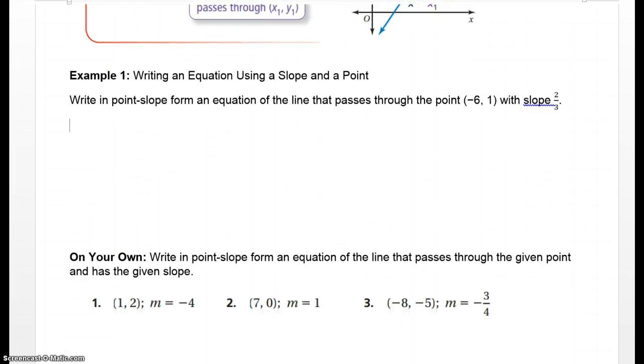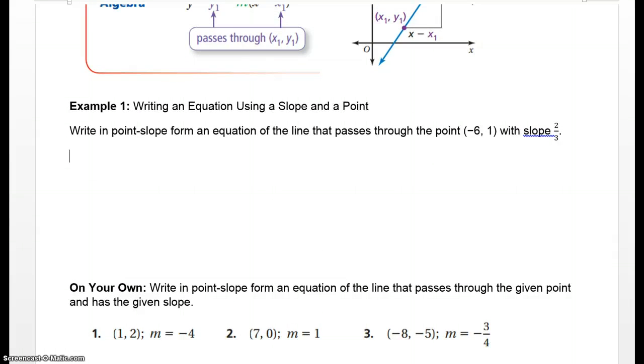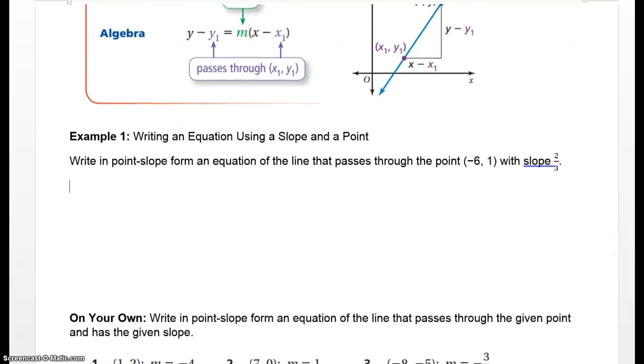So in example 1, they give us a point and a slope, and that's exactly what we need to do this. First thing you're going to need to do, and it may seem tedious, but write this formula. y minus y sub 1 equals m, parentheses, x minus x sub 1. Okay, because we want to start filling this in.